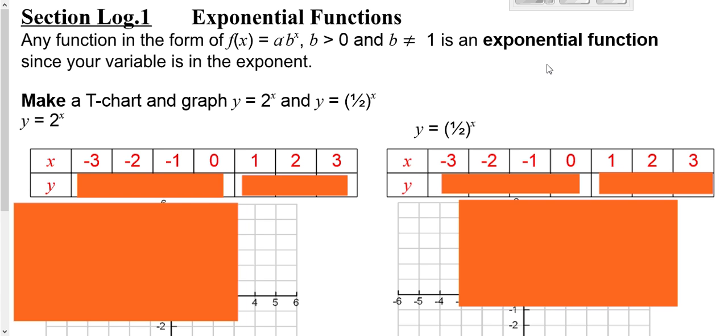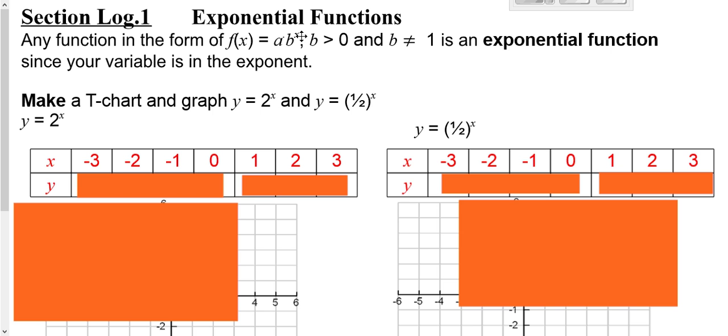We're going to go ahead and look at exponential functions. An exponential function is where you have f of x equaling some number times a second number, and that second number is raised to a variable of x. Now, it's considered exponential because your variable is in the exponent.